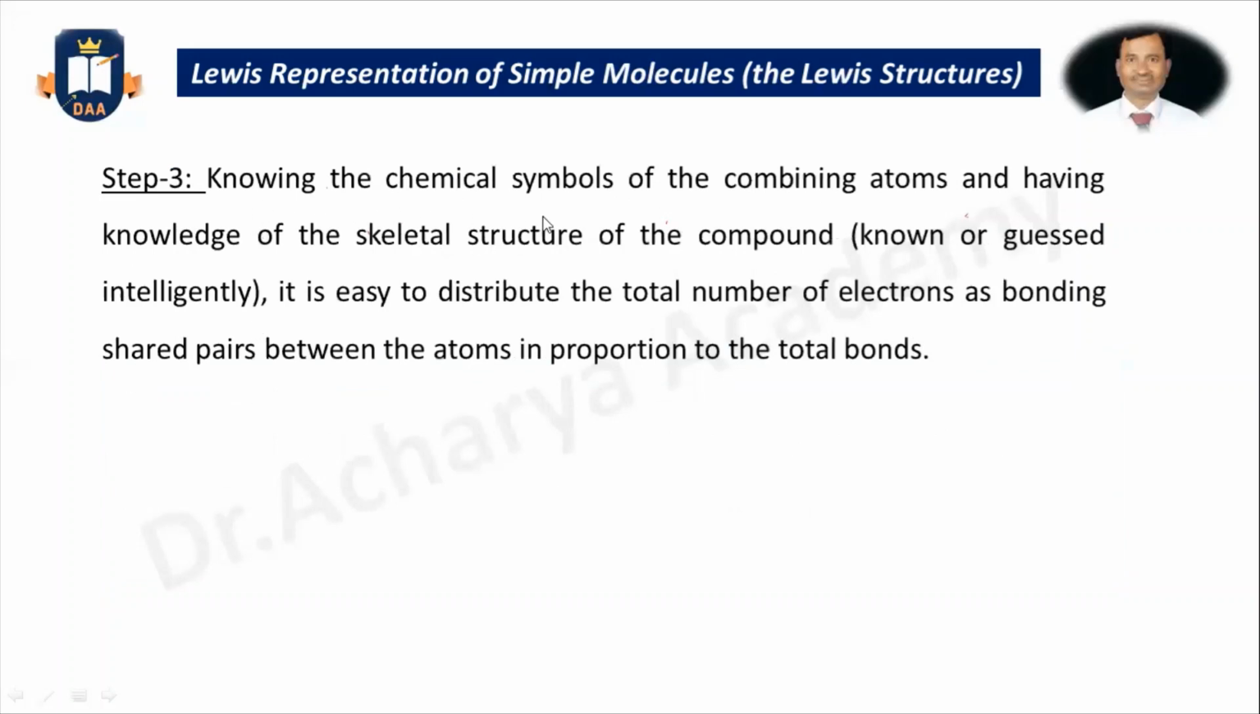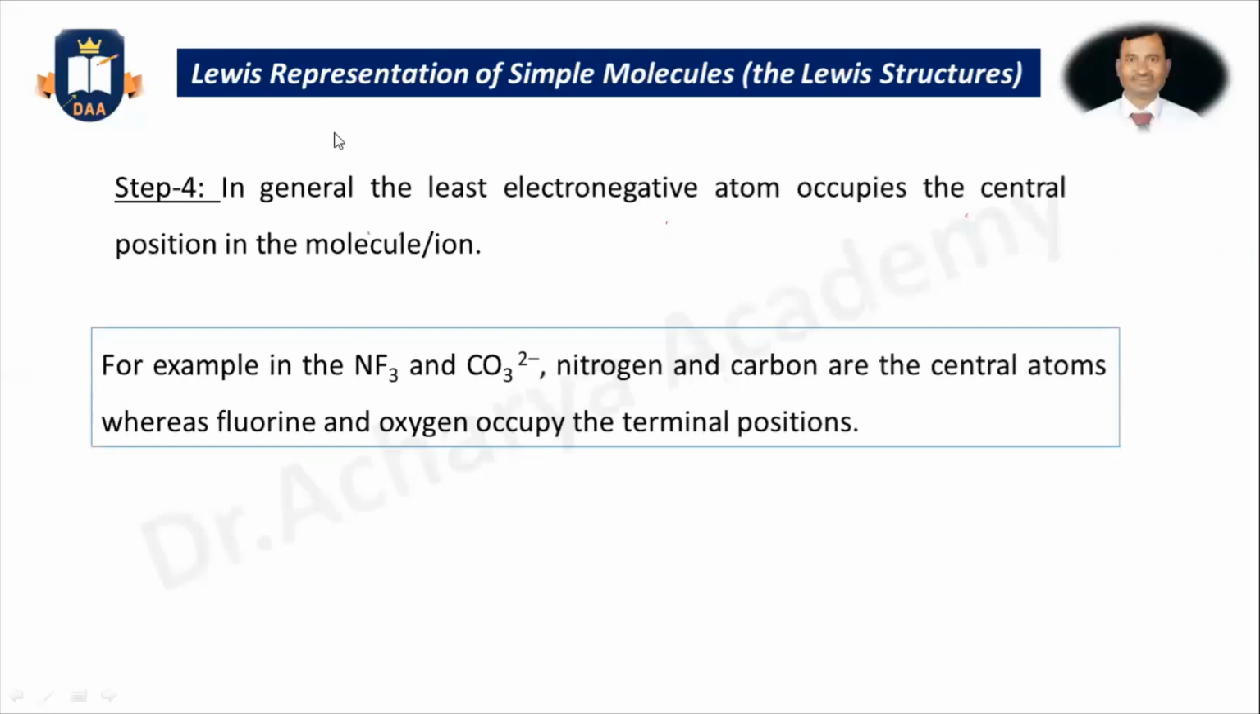Step number 3. Knowing the chemical symbols of the combining atoms and having knowledge of the skeleton structure of the compound, it is easy to distribute the total number of electrons as bonding shared pairs between the atoms in proportion to the total bonds. So, in general, the least electronegative atom occupies the central position in the molecule or ion.